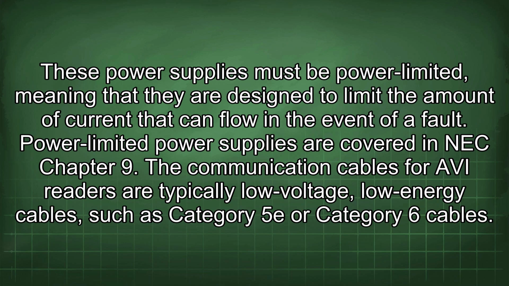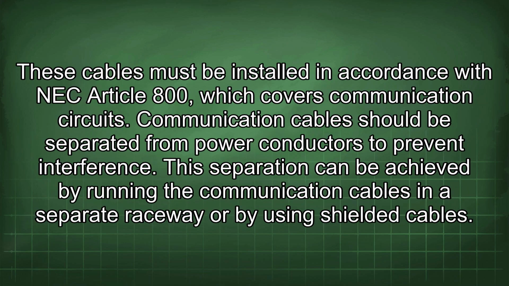The communication cables for AVI readers are typically low voltage, low energy cables such as Category 5E or Category 6 cables. These cables must be installed in accordance with NEC Article 800, which covers communication circuits. Communication cables should be separated from power conductors to prevent interference. This separation can be achieved by running the communication cables in a separate raceway or by using shielded cables.